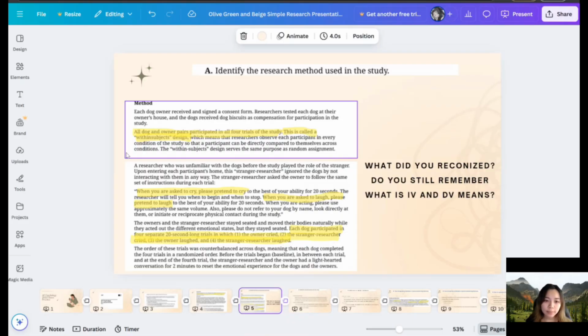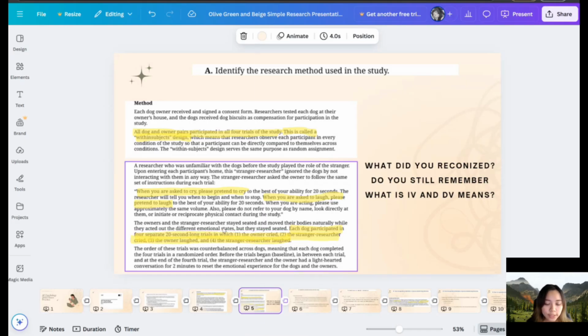When you're asked to cry, please pretend to cry. When you're asked to laugh, please pretend to laugh. And each dog participated in 4 separate 20-second-long trials in which, one, the owner cried, second, the stranger researcher cried, third, the owner laughed, and fourth, the stranger researcher laughed. Okay, I read it again, and did any of you recognize something? Do you still remember what the IV, the independent variable, and the dependent variable mean?